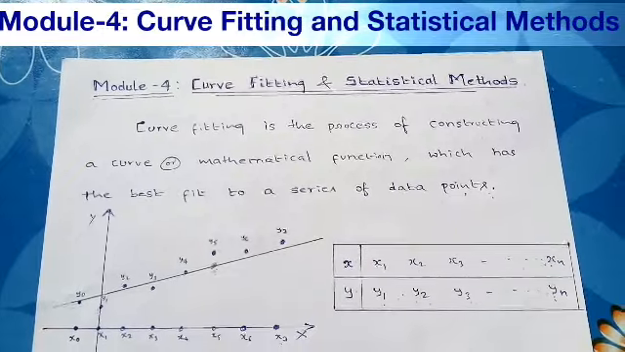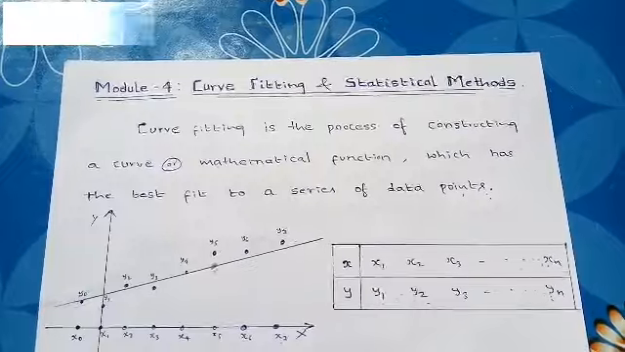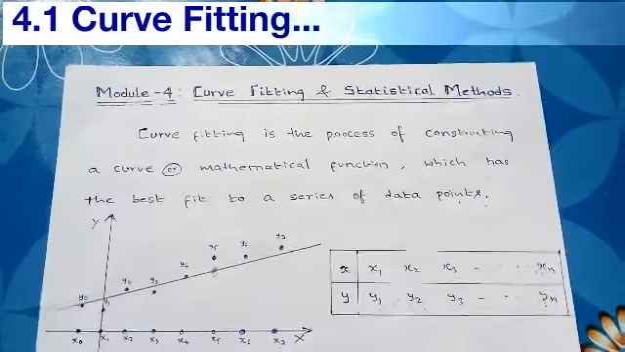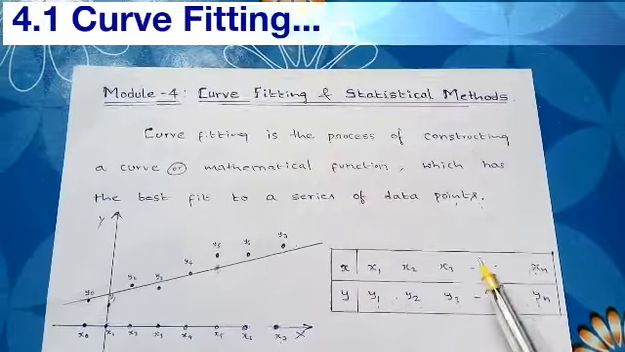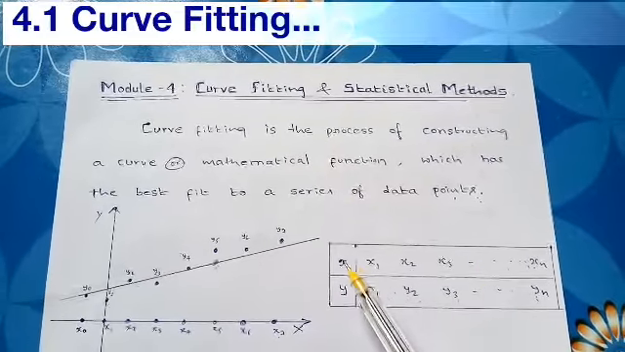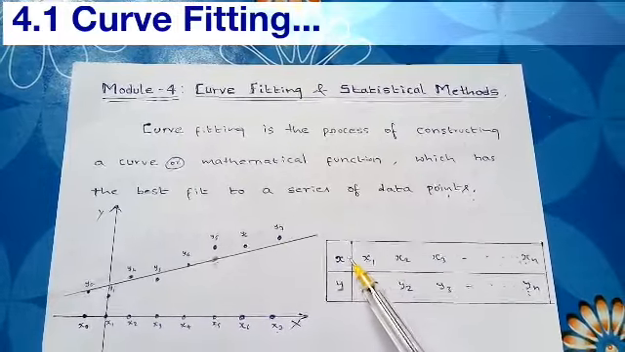Here we are discussing module 4, which is curve fitting and statistical methods. We know that curve fitting is the process of finding a mathematical function to satisfy the table of data. It means we have to derive the relation between the dependent variable and the independent variable.